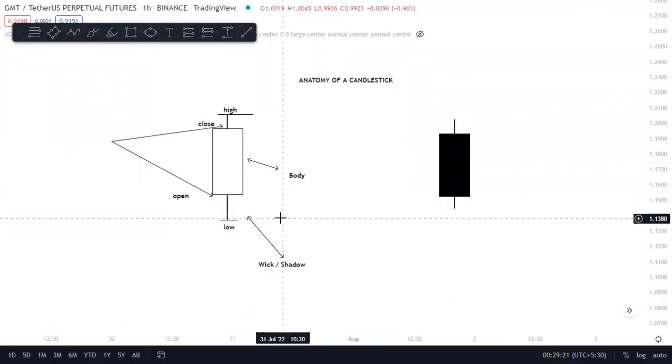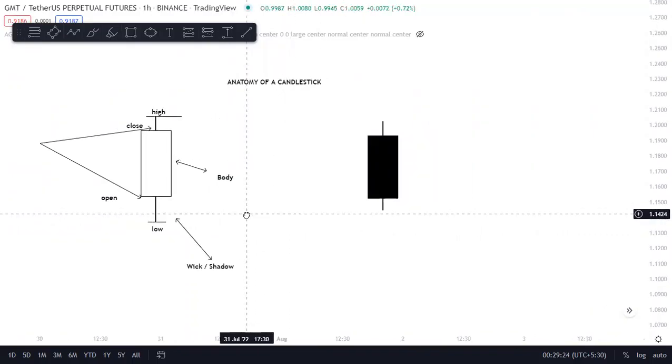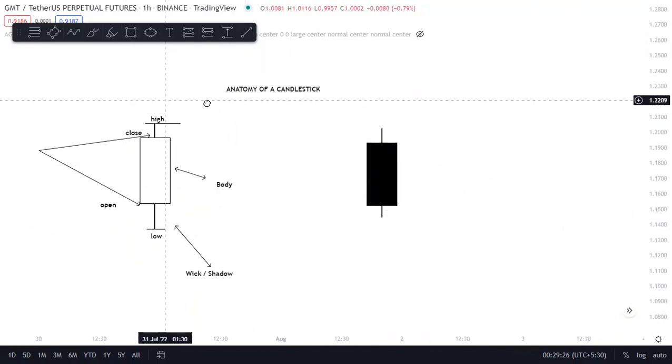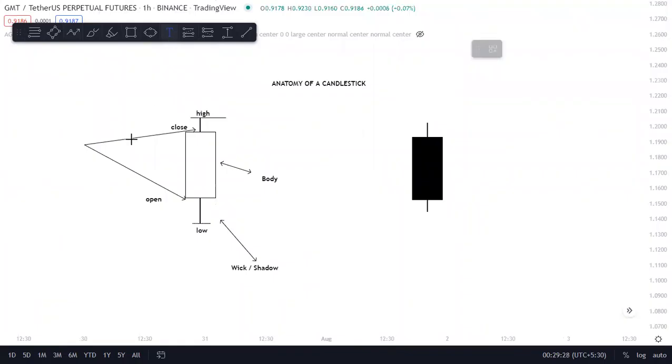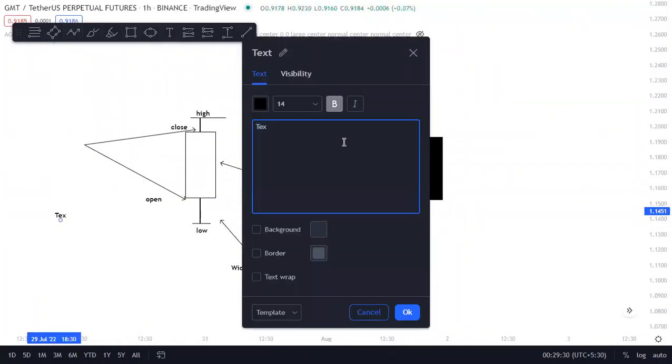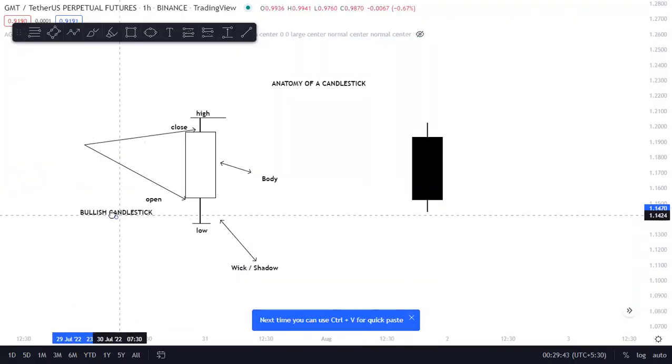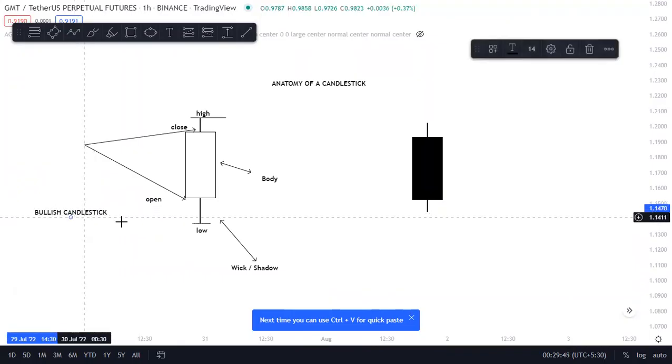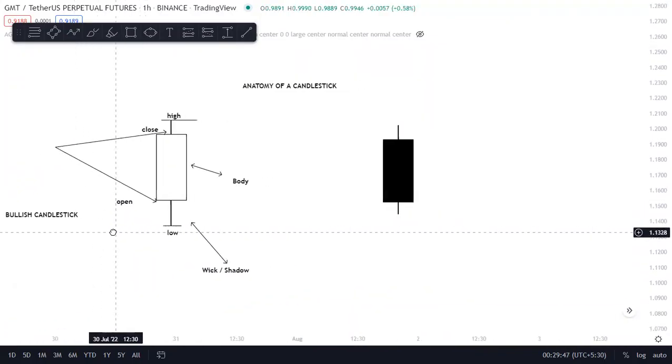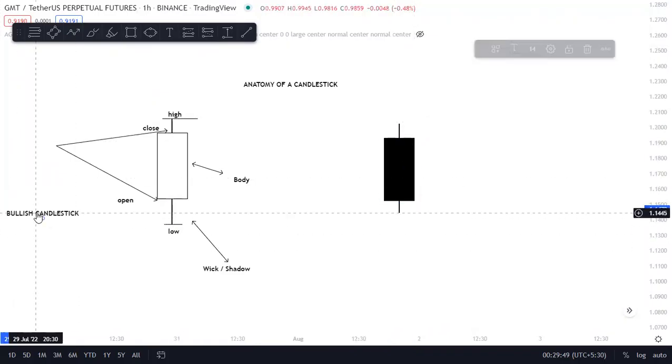Yeah, and that is it for a bullish candlestick. Now let's look at a bearish candlestick. Remember, I need to mark this as a bullish candlestick. Yeah, a bullish candlestick. And now coming to a bearish candlestick, right?